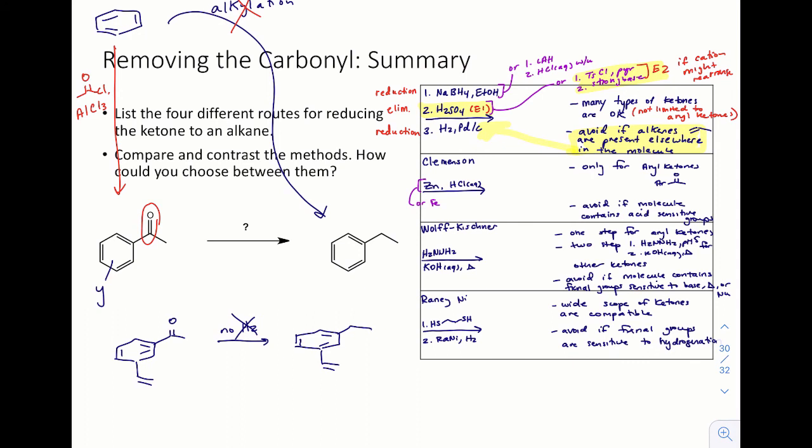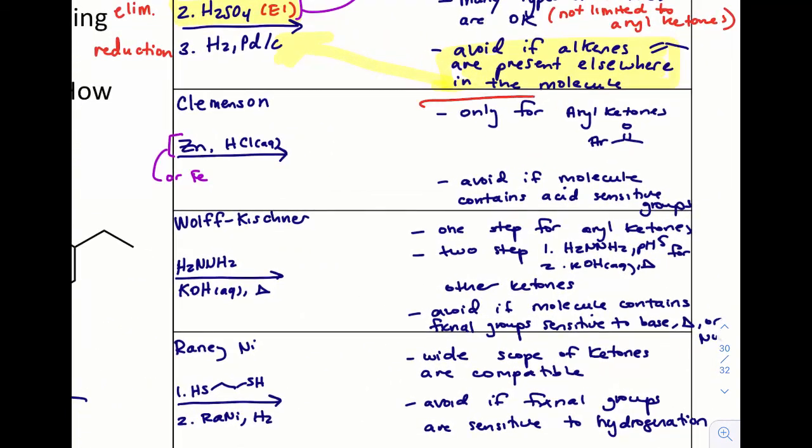The next reduction method that we learned is called the Clemmensen reduction, and I've summarized it here. The Clemmensen reduction is a radical reaction where a metal, zinc or mercury, supplies electrons to the carbonyl and ends up with an anionic species that is protonated by acid. It is only for aryl ketones, and you should avoid it if the molecule contains acid-sensitive groups.